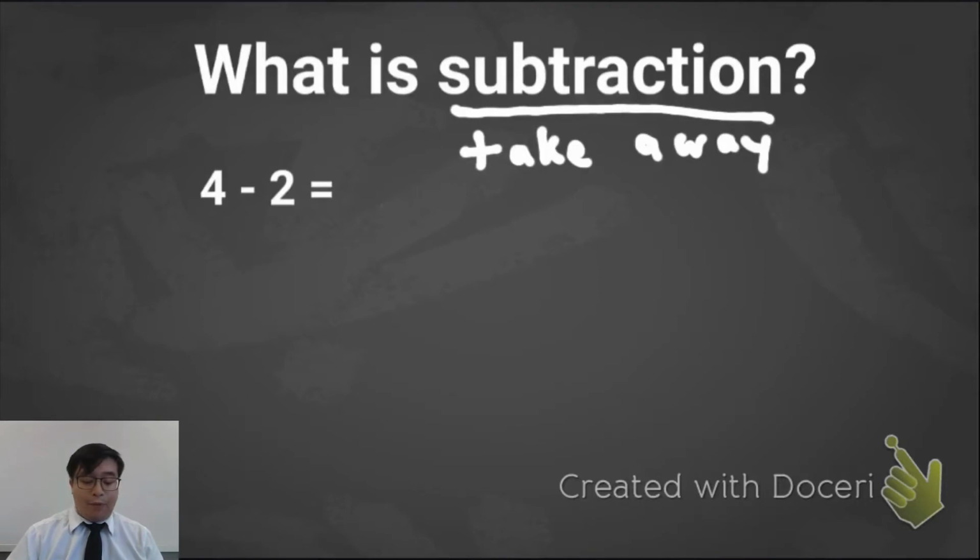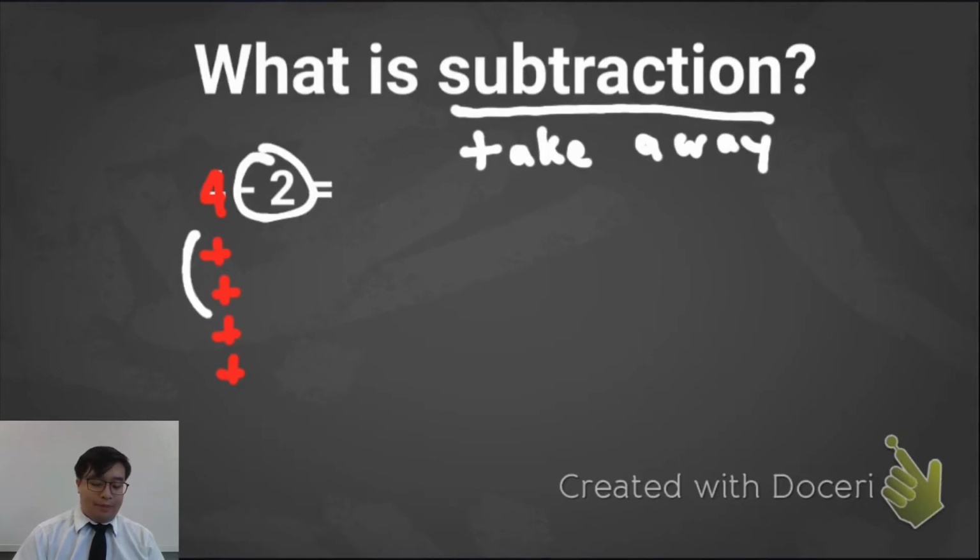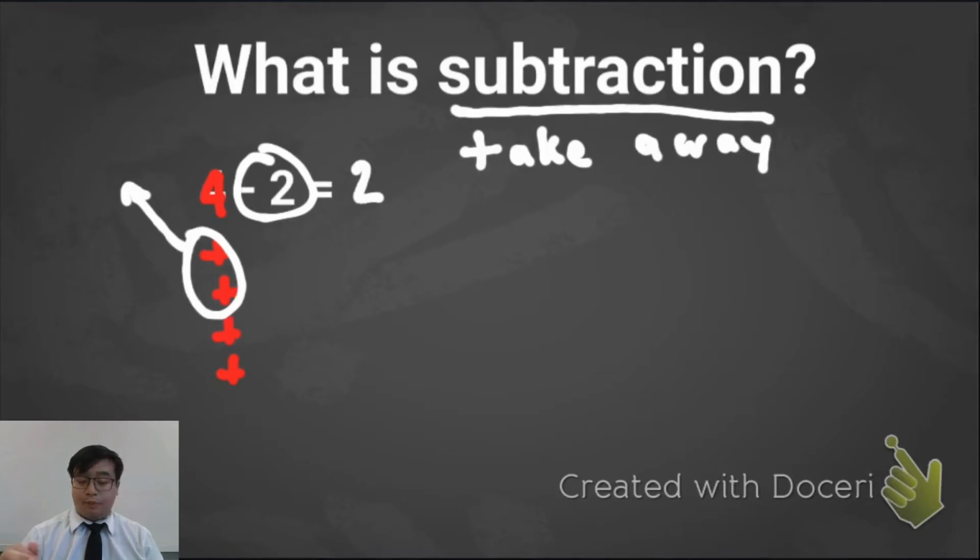I have 4 minus 2. Again, the way I like to think about it is I'm starting off with 4 positive, 4 of these plus signs, and I want to take away 2 of them. So here are 2. I'm going to drag these away, and whatever's left over is going to be my answer. So I have 2 of these positive left over, so my answer is going to be positive 2.